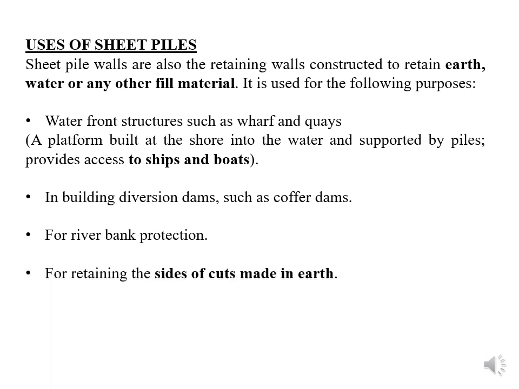For retaining the sides of the cuts made in earth, as we discussed in the previous slides, in case of the bracing and sheeting system, we can also use the sheet piles. And then beach erosion protection. Then the next one, stabilizing ground slopes. That means if you provide this sheeting system, the landslide will not take place. The slope will also remain stable.